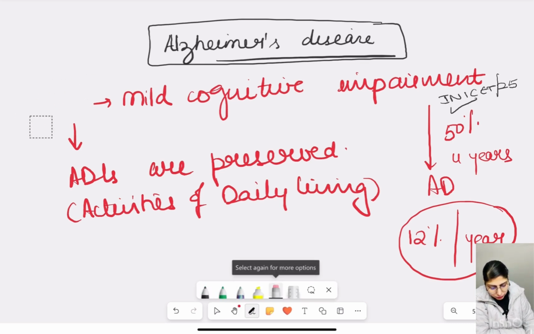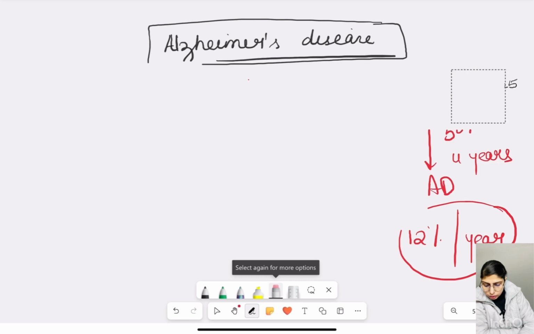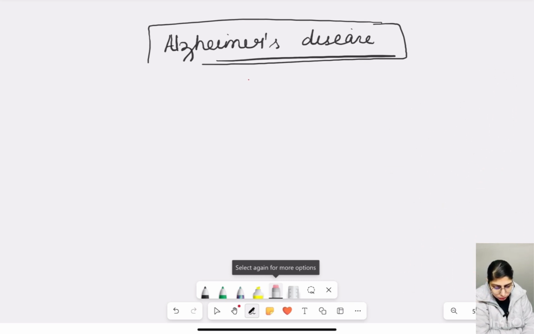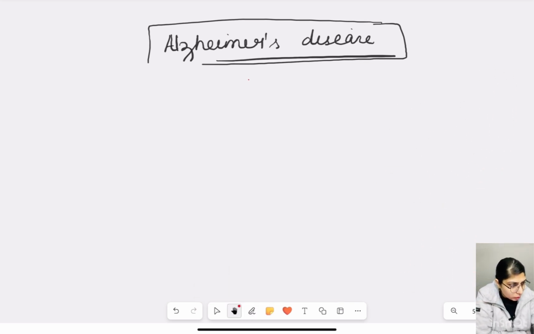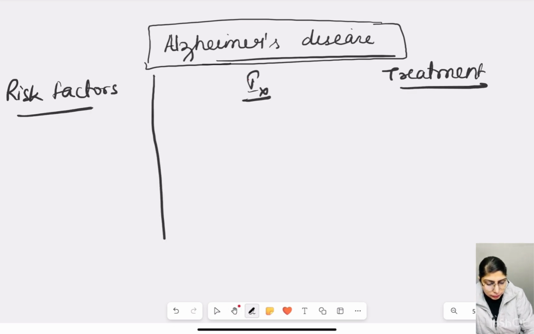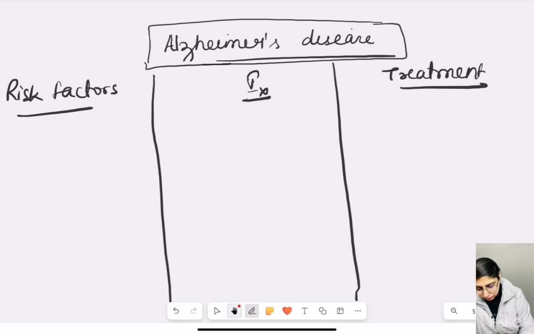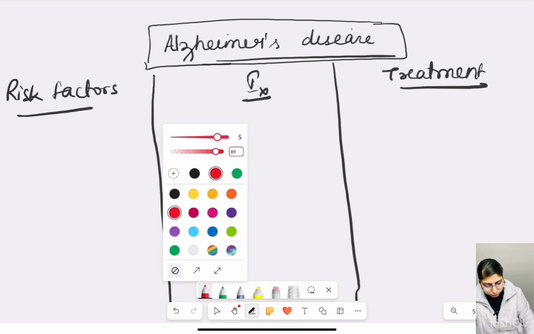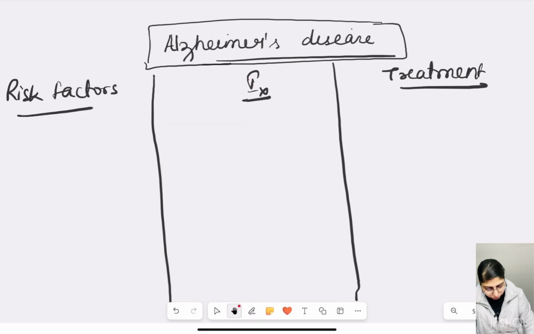So now if we talk about the investigations, sorry. So we talk about the risk factors first, then we'll talk about investigations, and then we'll talk about the treatment part.